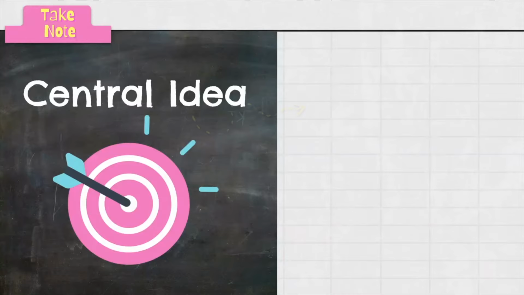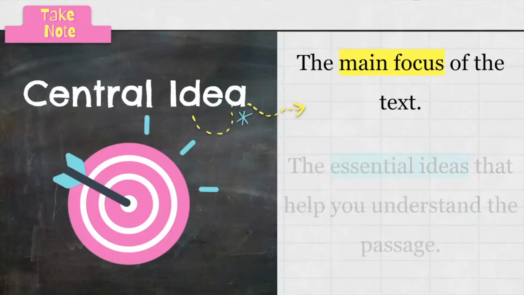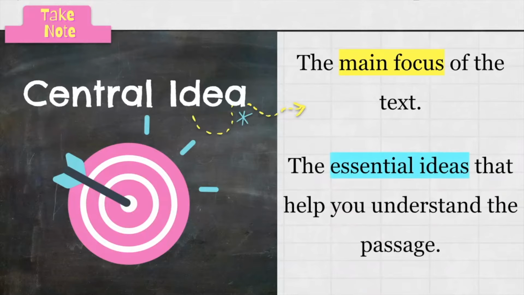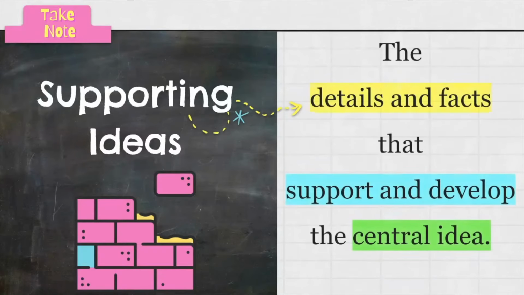Central idea. This should be a review, but central idea is just the main focus of the text. So it's the essential ideas that help you understand the passage. So it's basically why the author wrote it. So the big ideas in each section. And then finally, we have supporting ideas. And those are the details and facts that support and develop the central idea. So they're like the building blocks that build up your central idea and why the author wrote this.